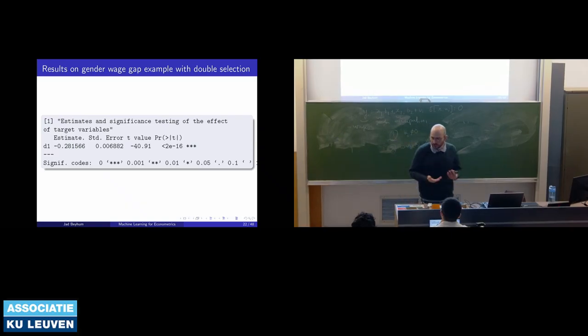So this is a nice application of this. In this problem, you really want to put as many observable controls as you can to isolate the effect of discrimination. But to do that, you really need this lasso machinery, because if you run OLS, you run into trouble with a high-dimensional dataset.